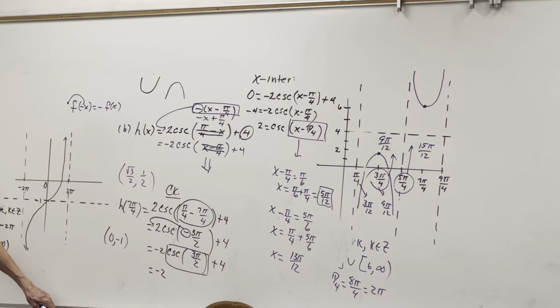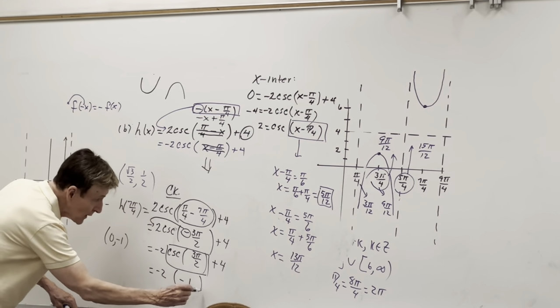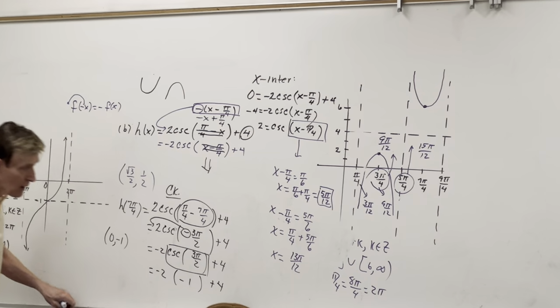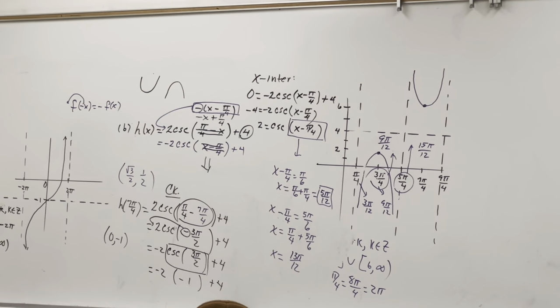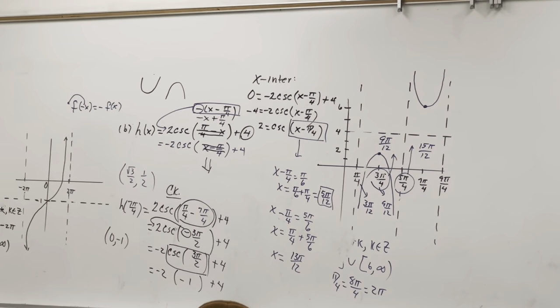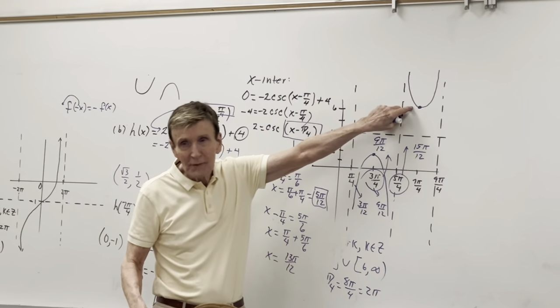I'm doing cosecant on it. Cosecant is what? 1 over y. So it's 1 over a -1, which is what? -1 plus 4. We're not going home. We're not dismissing early. Is that 6? The graph says it should be.